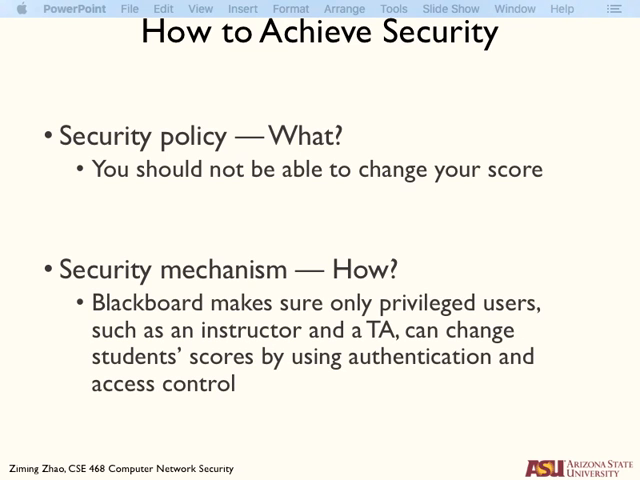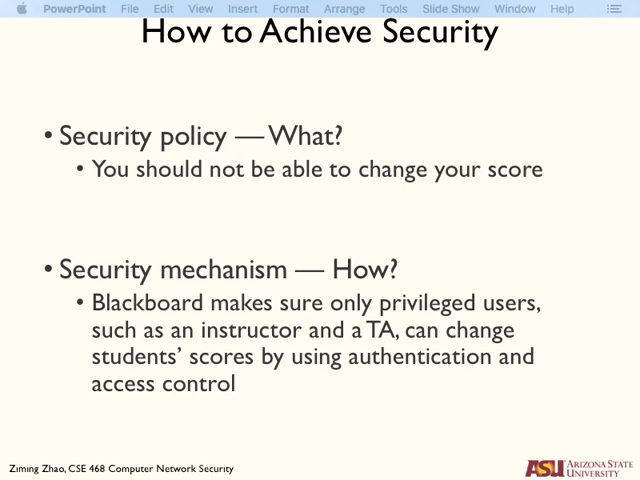For example, Blackboard makes sure that only privileged users, such as an instructor or TA, can change students' scores. So what kind of security mechanisms do they use? They first use authentication. Every time you log in to Blackboard, you have to prove you are who you claim you are. And there is a role assigned with your identity. When you log in, you are not really telling them I'm a student. You didn't say that explicitly. But in the system, they already have this mapping of your name to your role. And if your role is a student, then you should not be able to change your score. The part that associates your identity to your role, student, and maps your role to permissions to do all kinds of operations in the system is called access control.